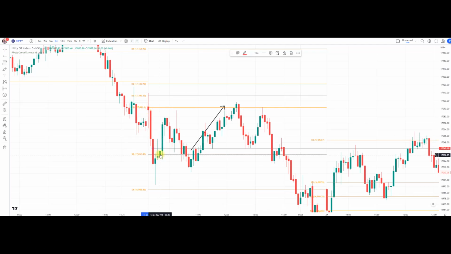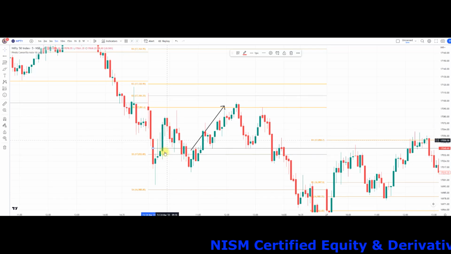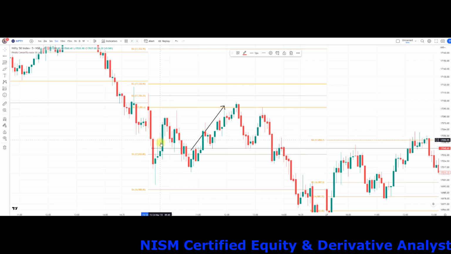Here we got one green candle. Okay, this is the first trade we got in the Nifty, that is at 940. Here we got one strong green candle. So above this green candle we can enter into the trade. But this is a long candle, so we can avoid this.